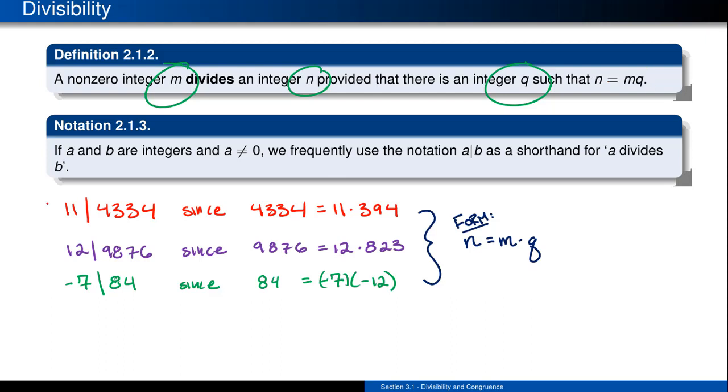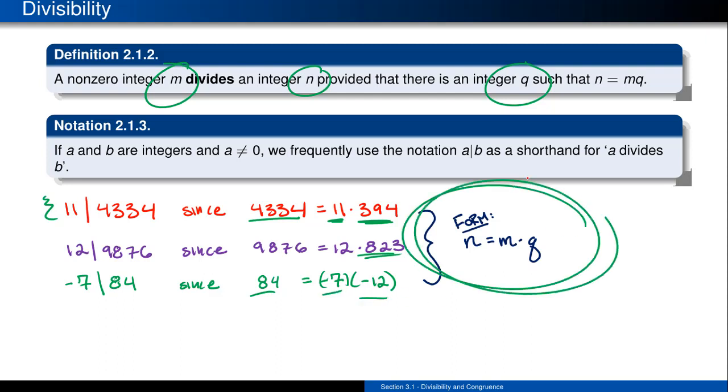So in this case, we have those examples that we were just looking at. We have 11 actually divides 4,334, since I know that 4,334 is viewed as my 11 multiplied by this quotient. Likewise, I have the notion that 12 is going to divide 9,876, since I know that if I take 9,876 and divide that by 12, I'm going to get a quotient of 823, and in that case, I don't have a remainder. In this case, you could also say negative 7 divides 84, since I know that if I take 84 and divide it by negative 7, it's going to kick out a negative 12. So in this case, 84 is going to equal negative 7 times negative 12.